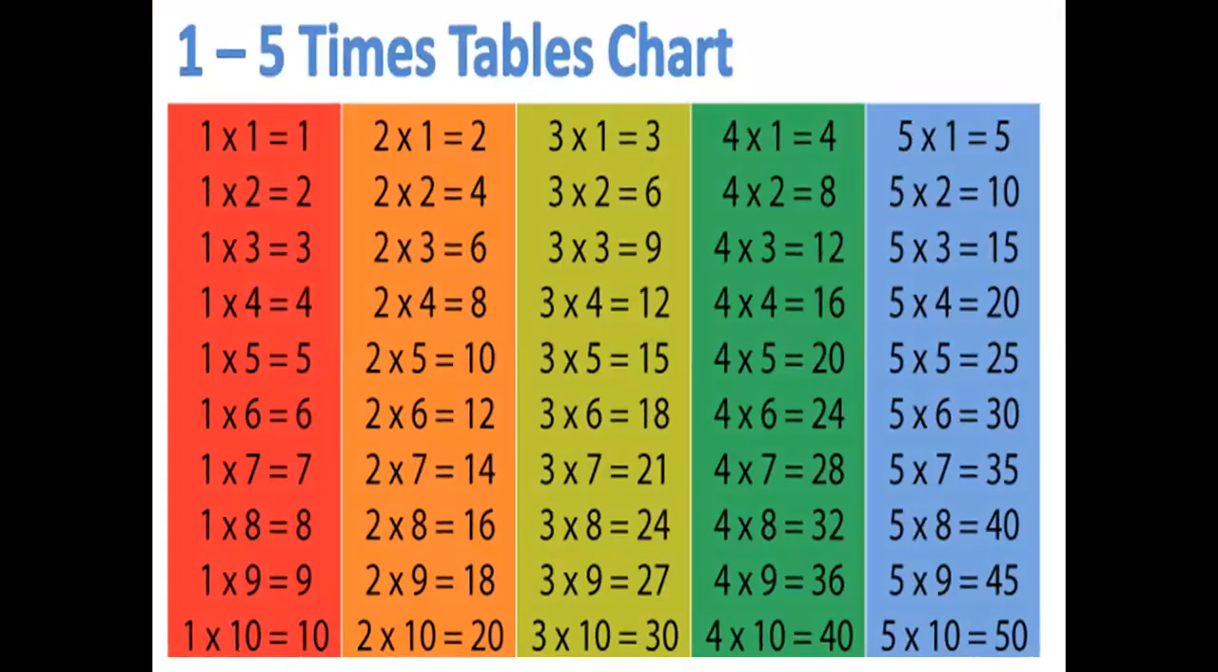So first, here is the tables chart of 1 to 5. Okay, so these tables you're going to learn once again. Table of 1, table of 2, table of 3, table of 4 and table of 5. You must write and learn all these tables. Okay, so it will help you to do today's topic. So what is today's topic?